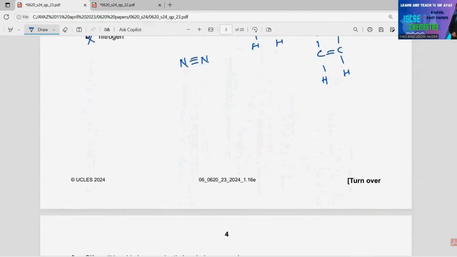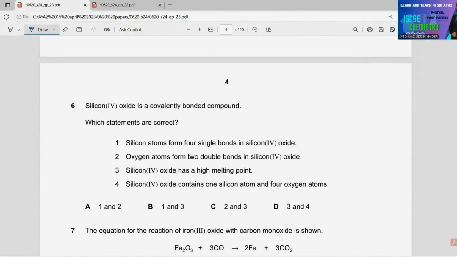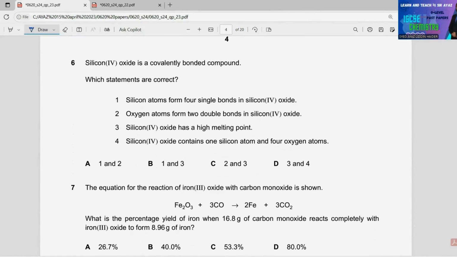Moving to the next question, which is 6. Silicon(IV) oxide is a covalently bonded compound. Which statements are correct? 1. Silicon atoms form 4 single bonds in silicon(IV) oxide. This statement is correct. Now, if statement 1 is correct, so either A is correct or B is correct, both C and D are incorrect.